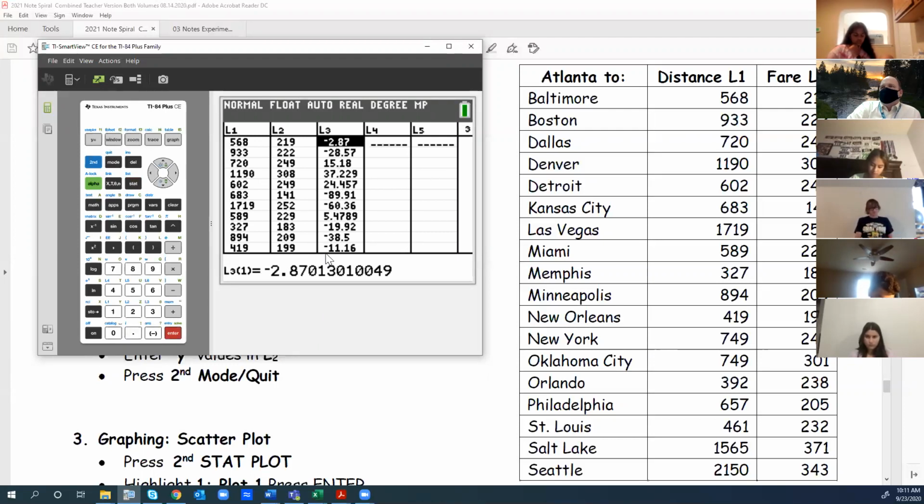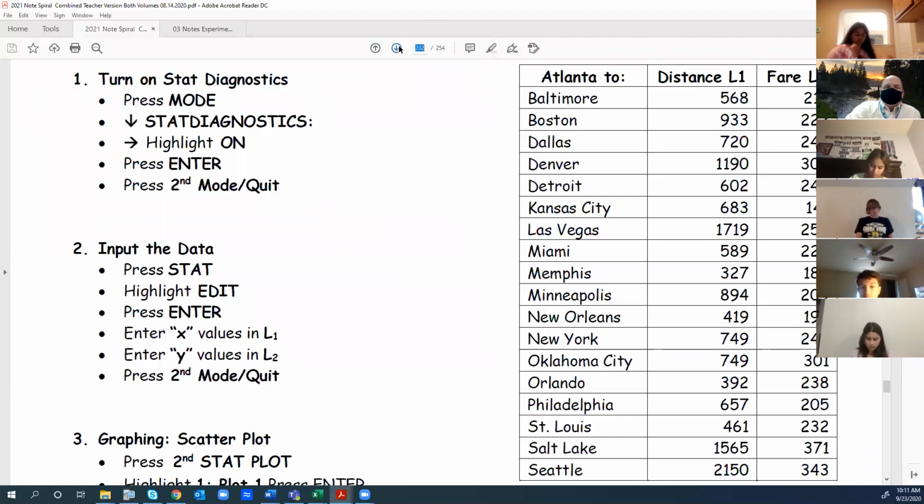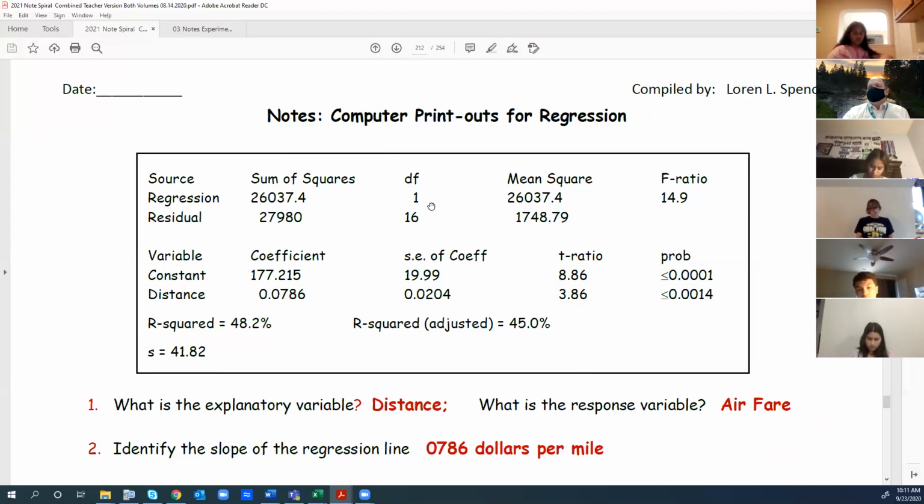Okay, so now we have all of our residuals populated, and we're going to move back on to 212. Now on 212, we have a computer printout, and I'm going to let you know that on your quiz on Monday and on your test, you're going to have a computer printout. So we need to be able to find things on the printout. The printout's really easier to use. All the data has been calculated. You don't have to worry about a data entry error.